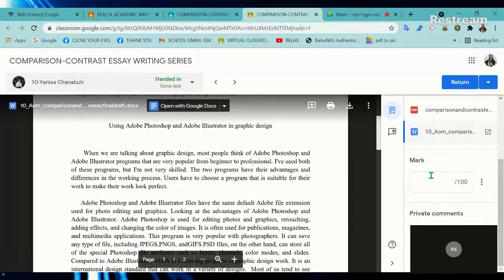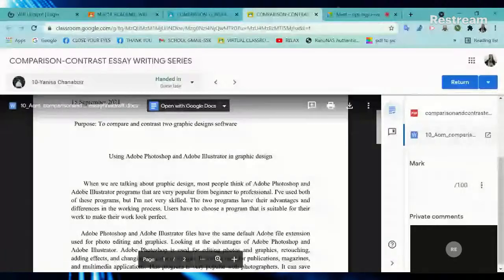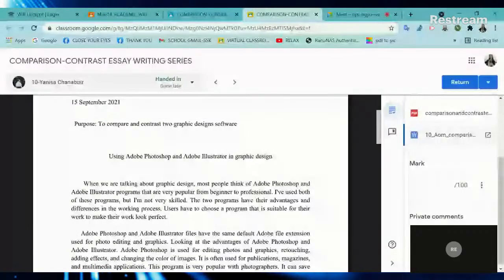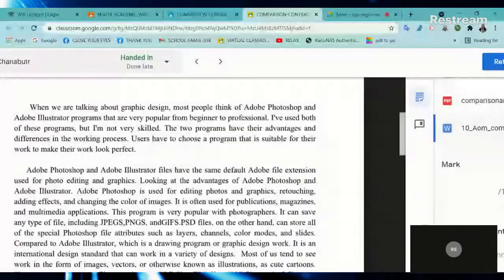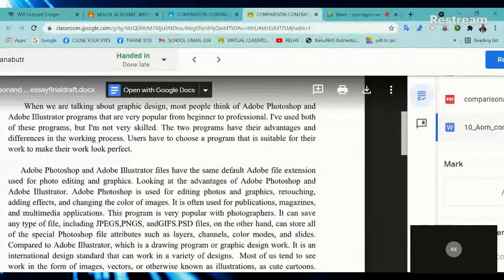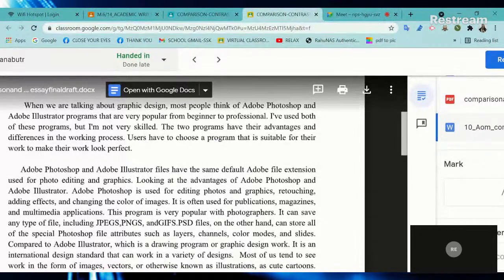Using Adobe Photoshop and Adobe Illustrator in graphic design. When we are talking about graphic design, more people think of Adobe Photoshop and Adobe Illustrator, programs that are very popular from beginner to professional. I've used both of these programs, but I'm not very skilled. The programs have their advantages and differences in working process. Users have to choose a program that is suitable for their work to make their work look perfect.